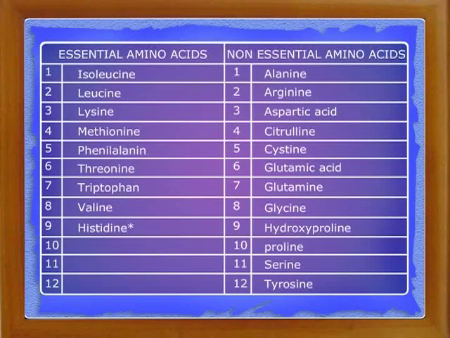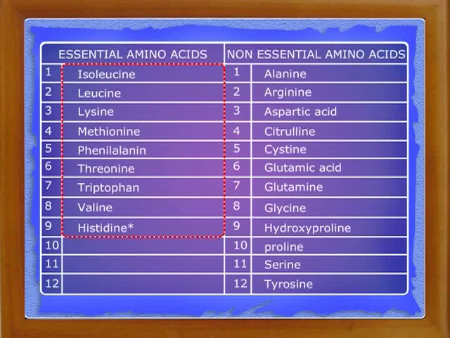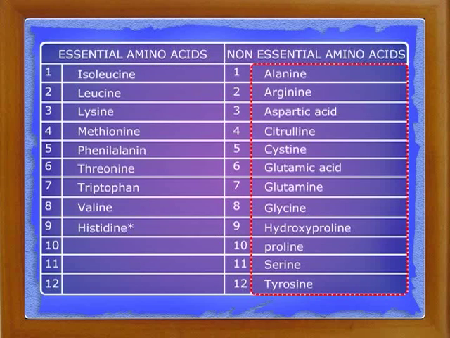Let us focus on the following table, which gives the information regarding the essential and non-essential amino acids. From the above table, we can say there are 9 essential amino acids and 12 non-essential amino acids.